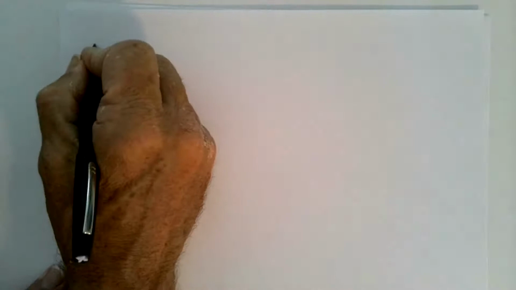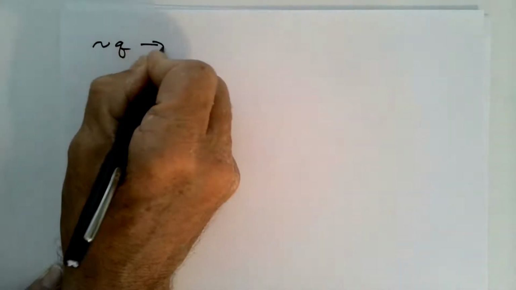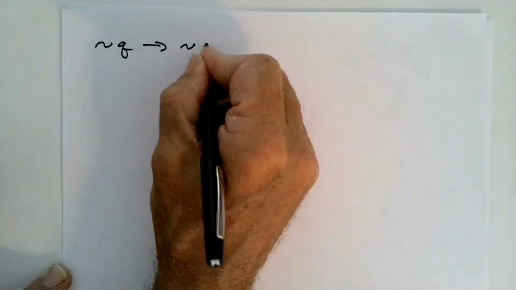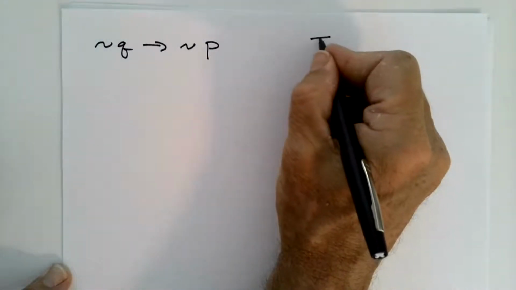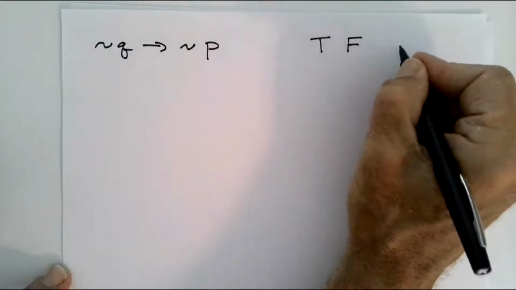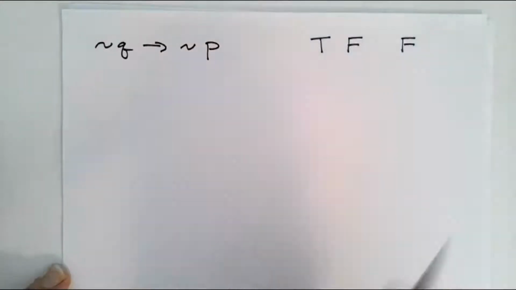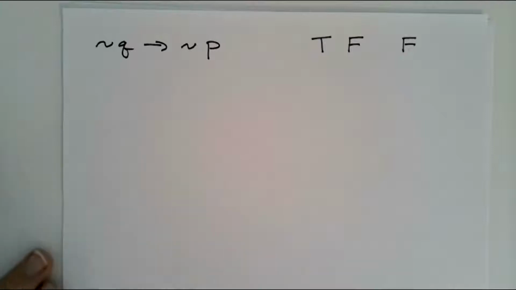Let's construct a truth table for the following. Let's look at not Q implies not P. Remember, our key idea was if the first one is true and the second one is false, that will yield what? That will yield a false. So we're going to make our table.